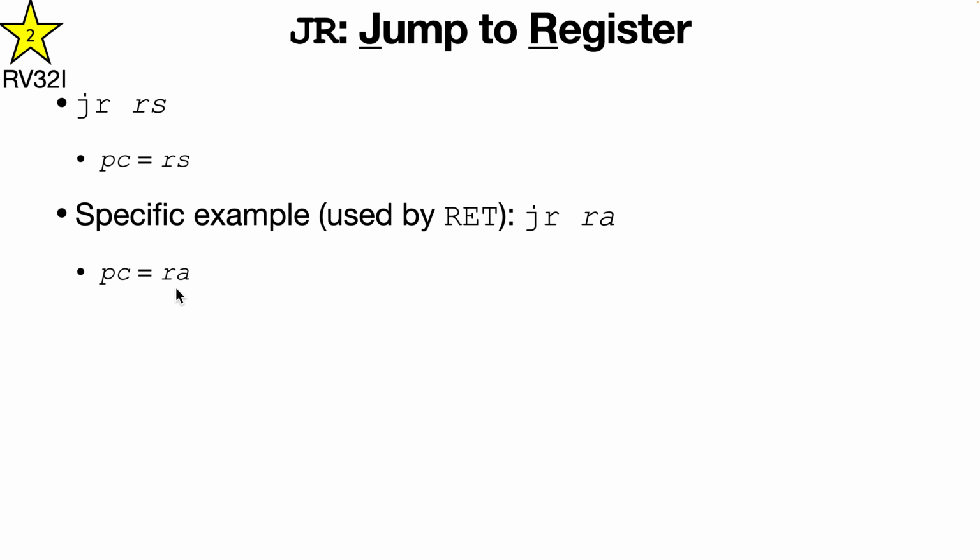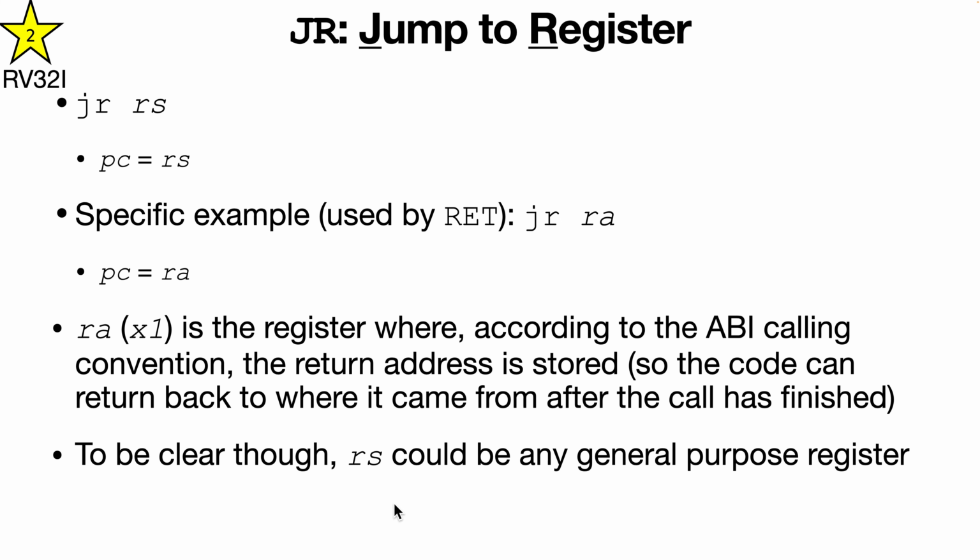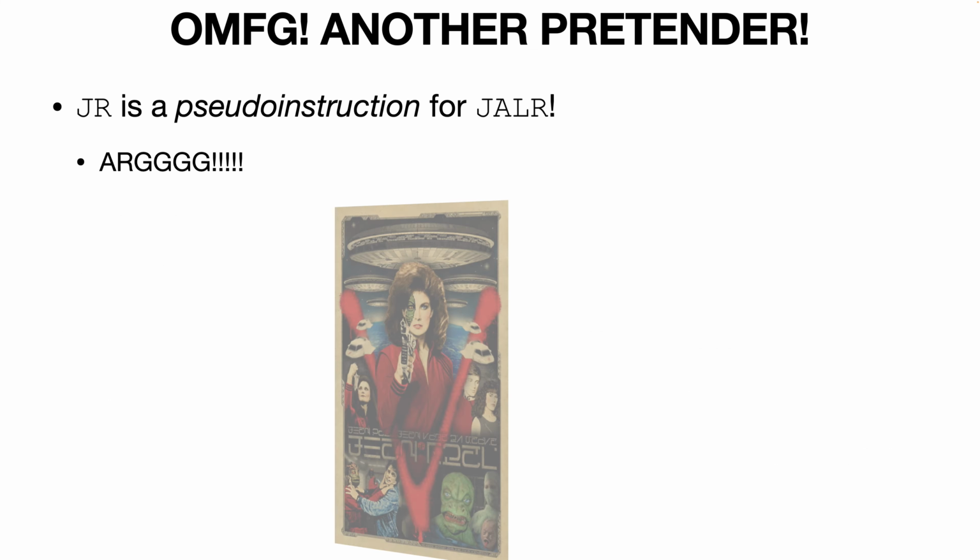And again, that's the return address register. It's an ABI convention that RA shall be used as the return address that is stored when you're calling into a function so that you can get back to where you came from. The RA is the return address back to where you came from after the call to a function. But I want to be clear that this RS could actually be any possible register. It's just the RA form which is interpreted as ret.